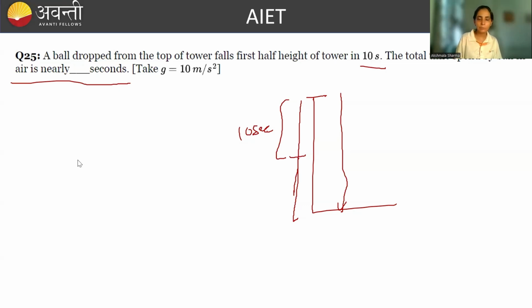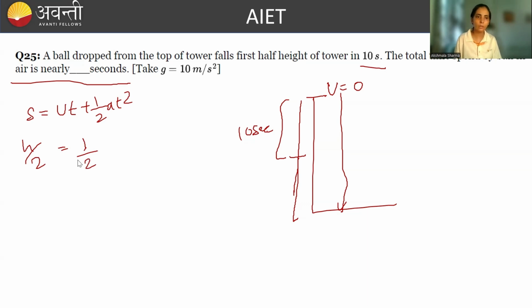So h by 2 height, it came down in 10 seconds. So we can calculate h by 2, right? If it is getting dropped, again I'm saying u will be 0. Applying the second equation of motion, s equal to ut plus half at square. S is h by 2 and u is 0, so that term became 0. Half into 10 into t square, that is 10 square. So this 2 will get cancelled. H is equal to 1000.